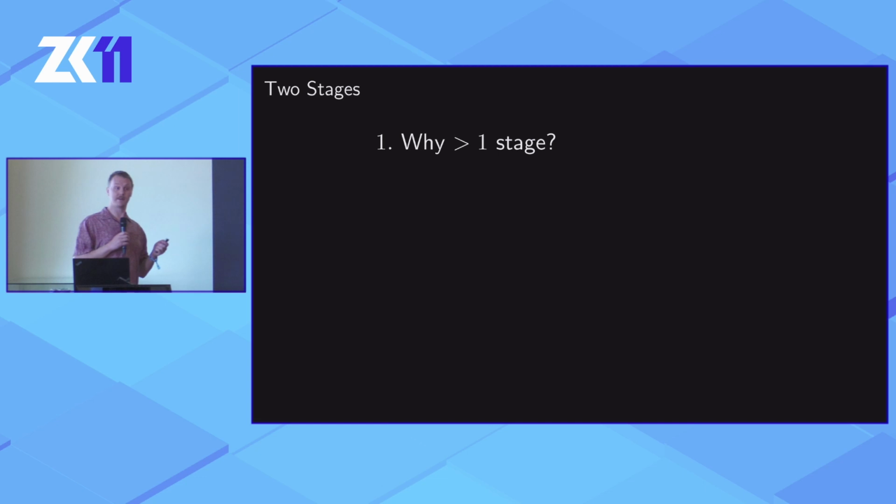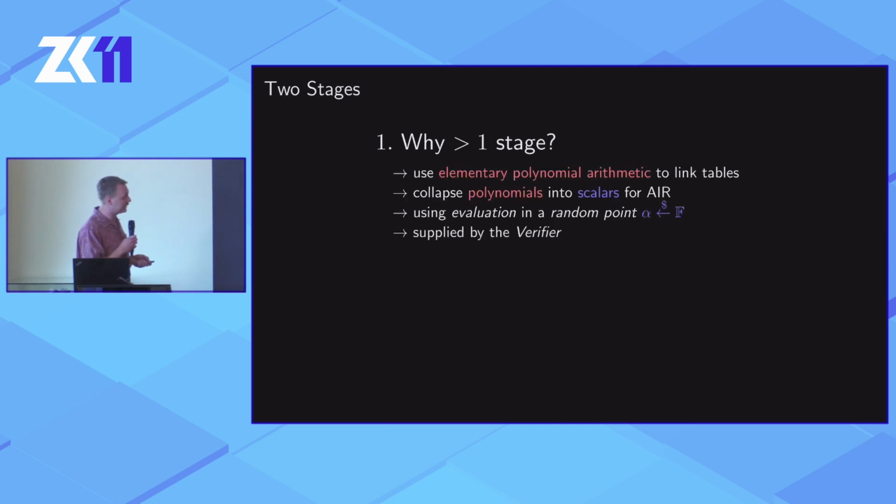Okay, so the satisfying answer to the question, why don't we use one stage, is we use elementary polynomial arithmetic to link tables together. And since the AIR constraints do not take polynomials but scalars, we need to collapse those polynomials to scalars using evaluation in a random point supplied by the verifier.